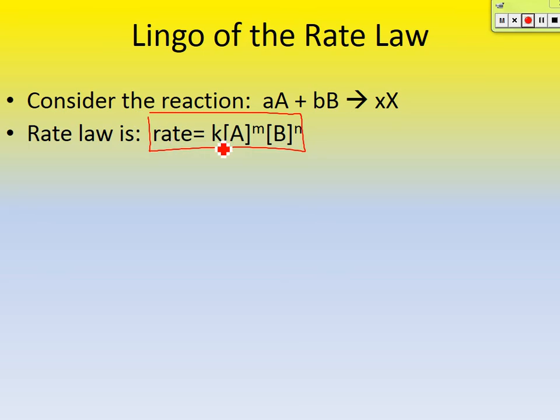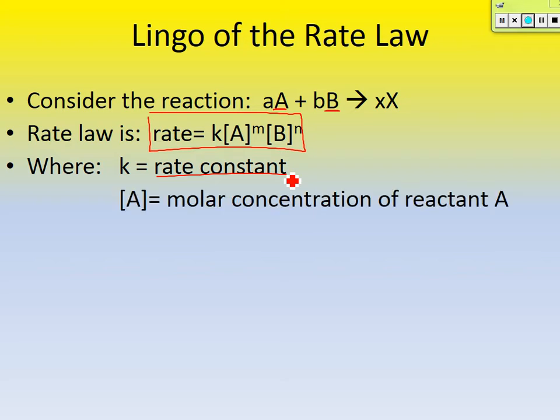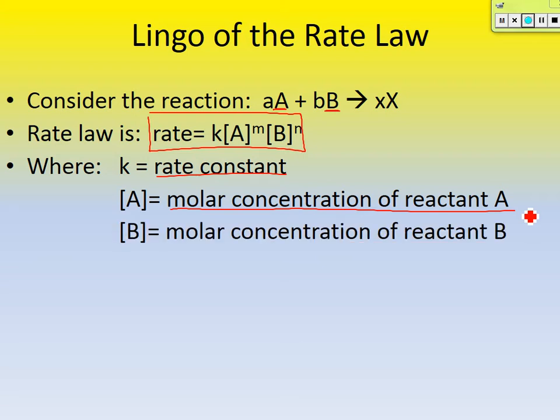Notice the rate is equal to K times the molar concentration of A, that's a reactant, raised to some power, they're calling m, times the molar concentration of B. This time we have 2 reactants, so we've got to have two reactants in the rate law, raised to some power n. Now let's explain what each of these terms mean. Where you see K in the rate law, K is the rate constant. It's known as the rate constant. Where you see brackets around the A, one of our reactants here, it means the molar concentration of that reactant. It's the molar concentration, so the concentration in terms of molarity. Where you see the brackets around the B, that's the molar concentration of the other reactant.